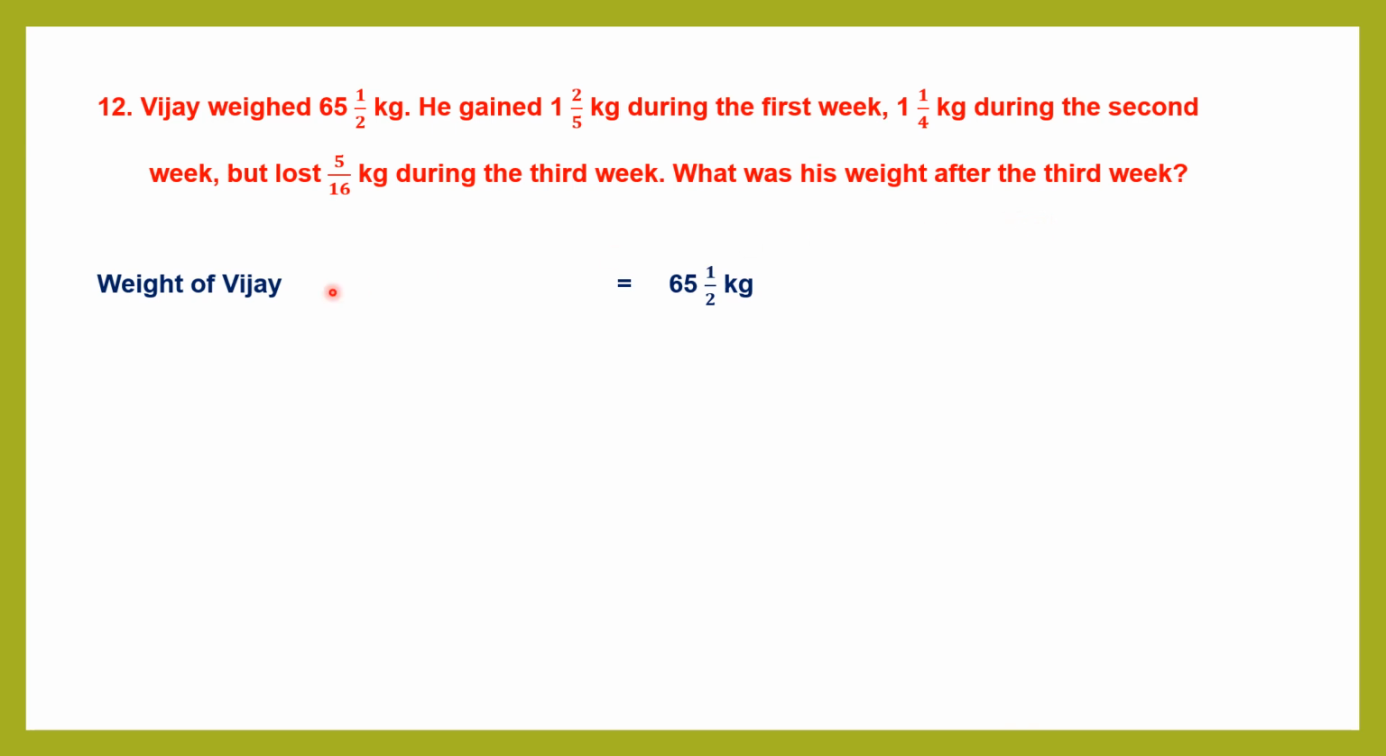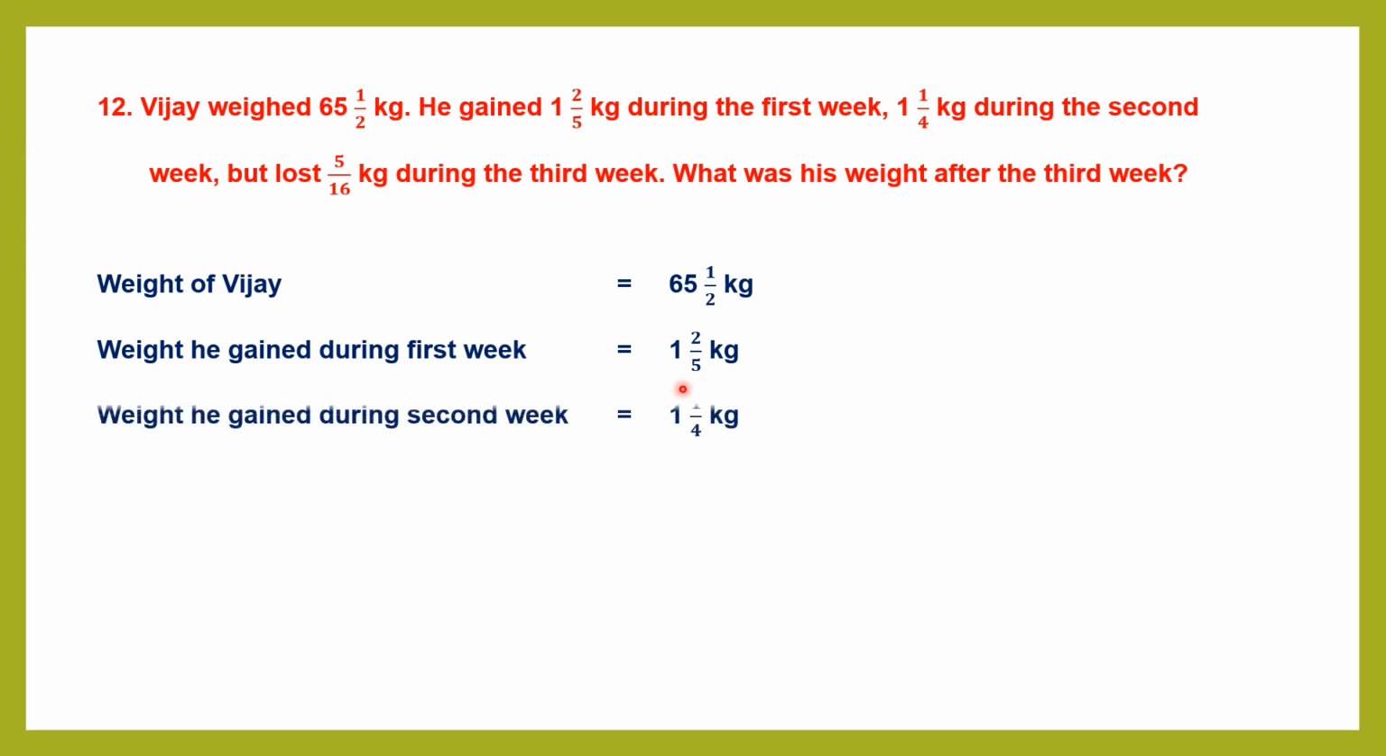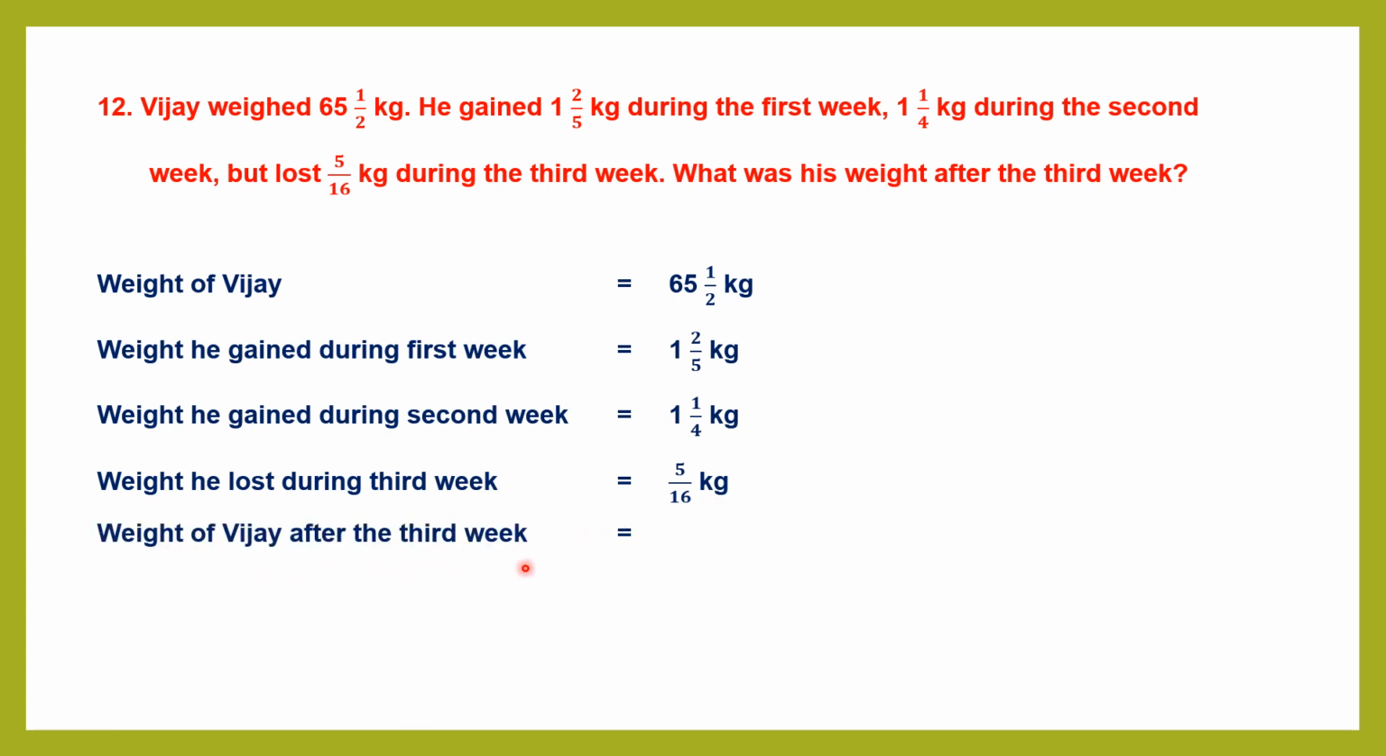So let's begin. Weight of Vijay 65 1 by 2 kg. Weight he gained during the first week 1 2 by 5 kg. Then weight he gained during the second week 1 by 4 kg. Weight he lost during the third week is 5 by 16 kg. Now weight of Vijay after the third week. Now we need to find out. So to find that, we can take his initial weight. We can add the weight he gained during the first week, add the weight that he gained during the second week, and subtract this from the sum of all these. So let's do it all together.